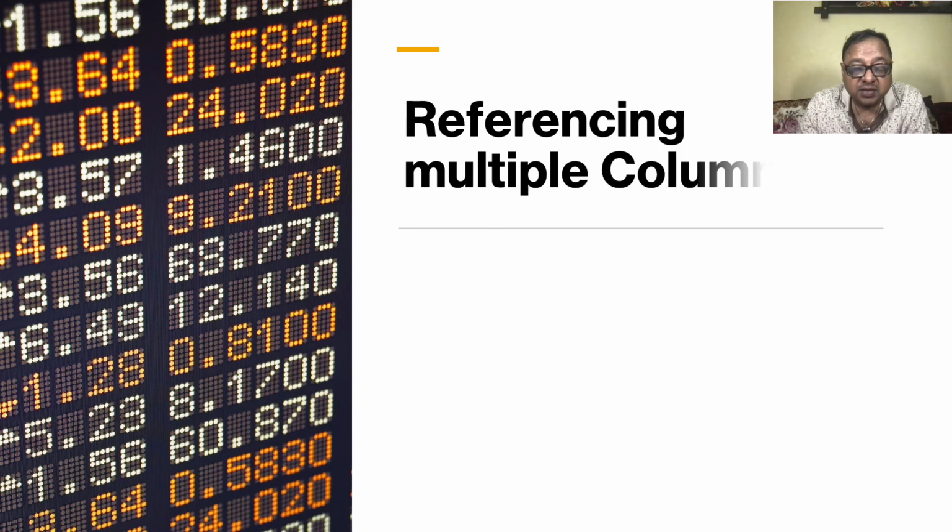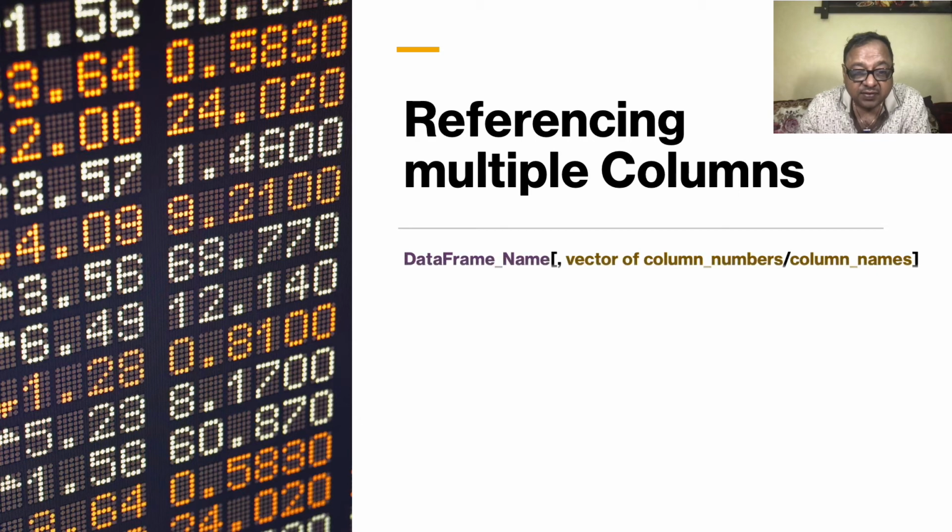Just like I could reference multiple rows, I can reference multiple columns also. To reference multiple columns, the mechanism is the same. Now instead of the row number parameter, in the column number parameter, we need to give the vector of column numbers that we want to see. So let us see the syntax of this first. So the syntax is very similar. We give the data frame name, and within square brackets we leave the row number parameter, give just a comma, and then give a vector of the column numbers or the column names. So we could reference the columns by the numbers or the names.